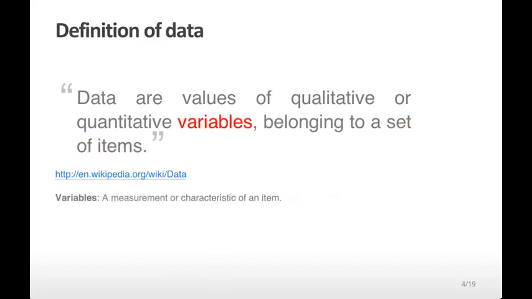Variables are measurements or characteristics of that item. So for example, for patients, it might be response to a therapy. For cars, it might be their durability or how long they last. And for visits to a website, it might be how long people stay on the website or what they click on while they're there. The variables can be divided into qualitative or quantitative variables.